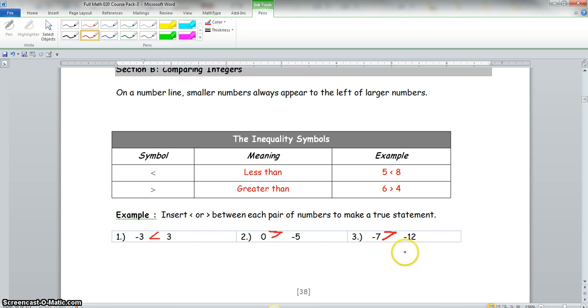Now, just as a real life application, remember, if you owed somebody money, would you rather owe them $7 or $12? Most of us would choose to only owe $7, so that has the greater value. So -7 is greater than -12.